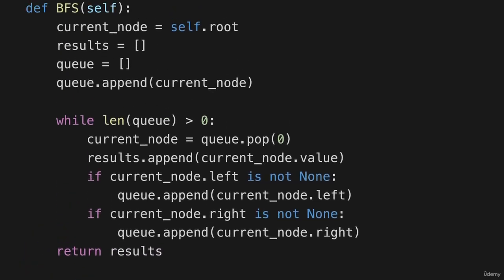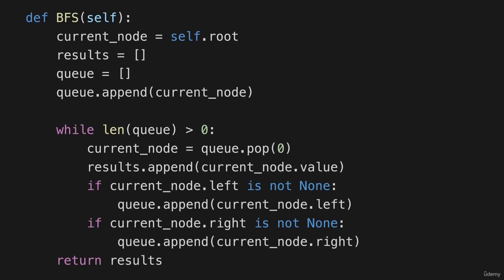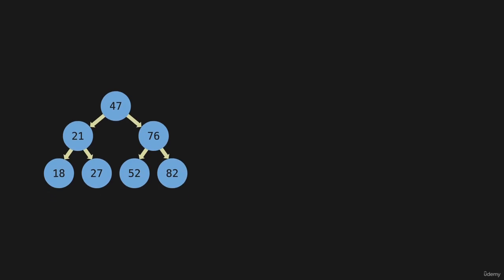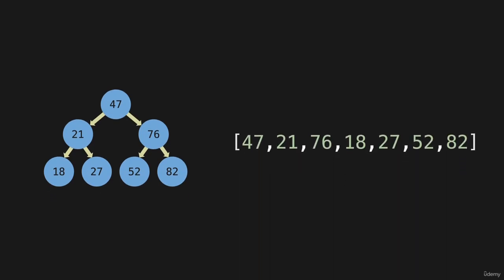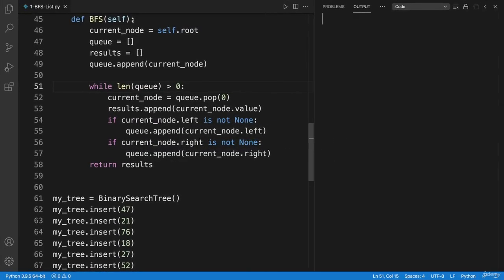So let's look at this with the rest of our code. This is the entire method for breadth first search. And we'll look at this in a moment in VS Code. When we do, we'll create this tree, and we'll expect to see this list returned. Okay, so let's go take a look at this in VS Code.